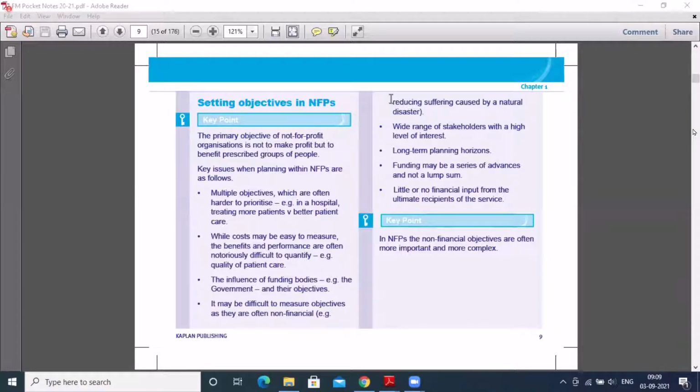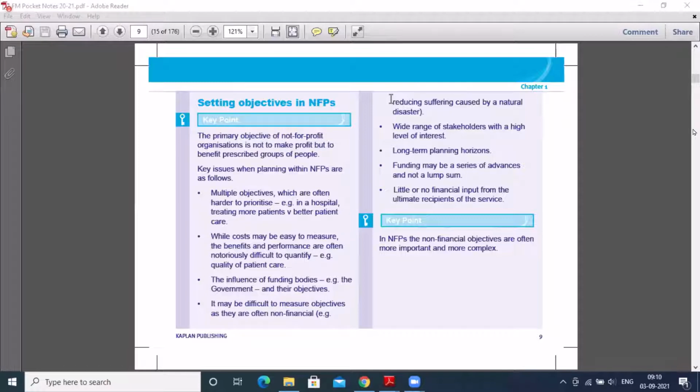I hope you might be aware we do find some charitable organizations which are exclusively established to provide aid at the time of natural disaster. Their objective, whenever there is a natural disaster, is to minimize the damage or minimize the loss of life in case of these disasters. So this is non-financial. Minimizing the deaths in case of a natural disaster is a non-financial objective for that particular charitable organization. When it comes to measuring it, it might be difficult. Of course, I'm not saying that it is impossible.